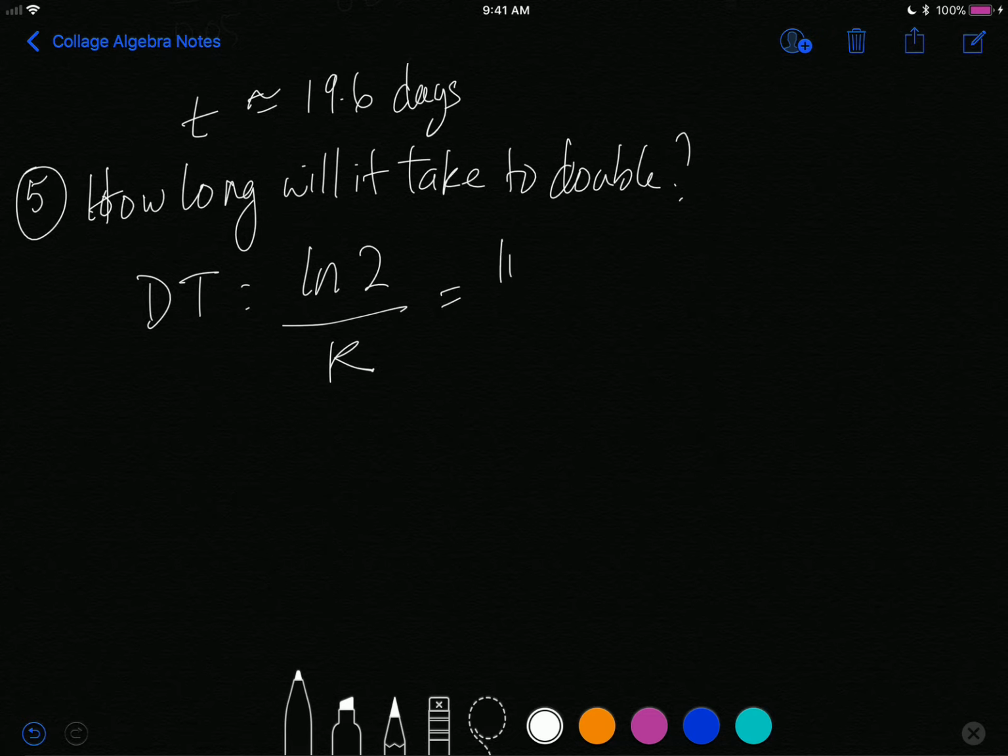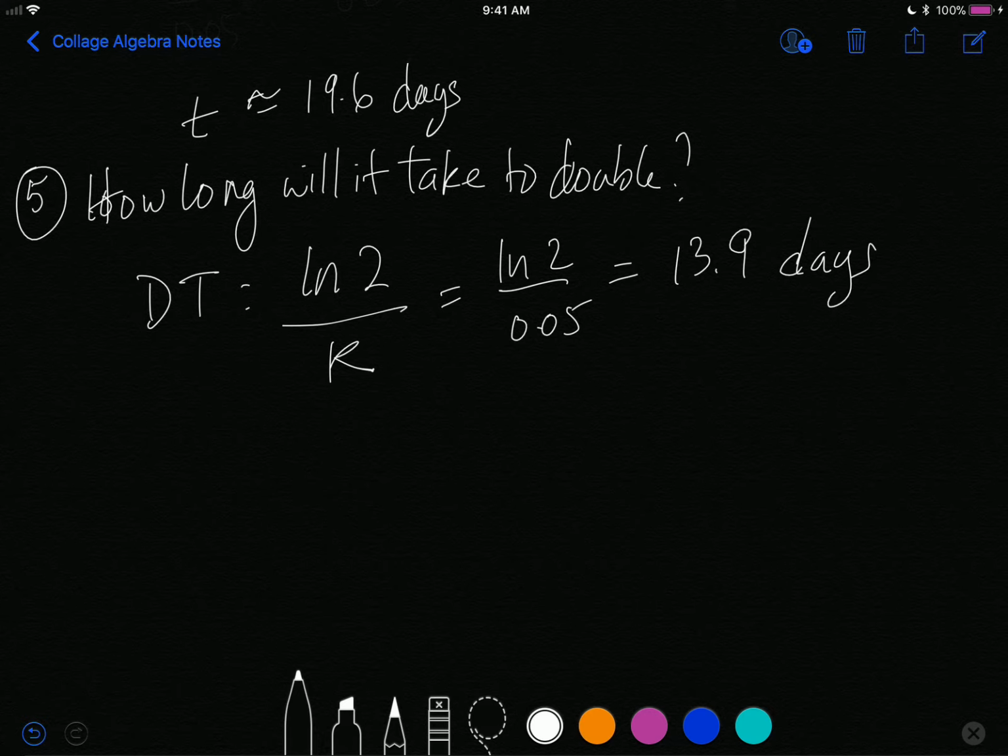And so that's equal to ln of 2 divided by 0.05. And so 13.9. That's going to be 13.9 days. So every 13.9 days, the population of flies will double. Which, when you think about it, that's crazy. There is a second way to work it out, but it's much longer. But I'll show you anyway.